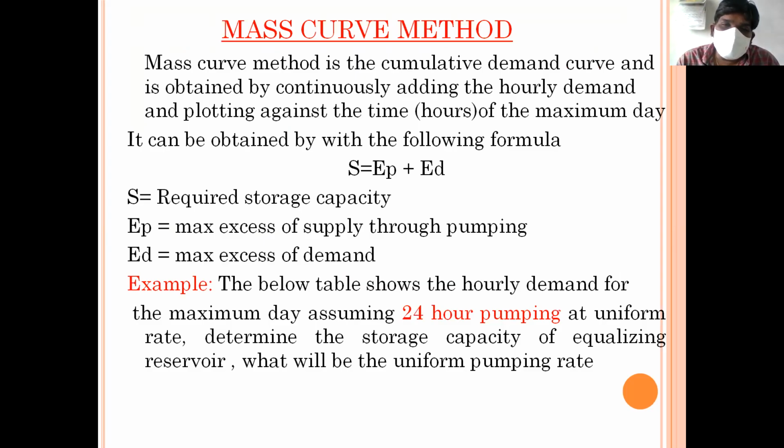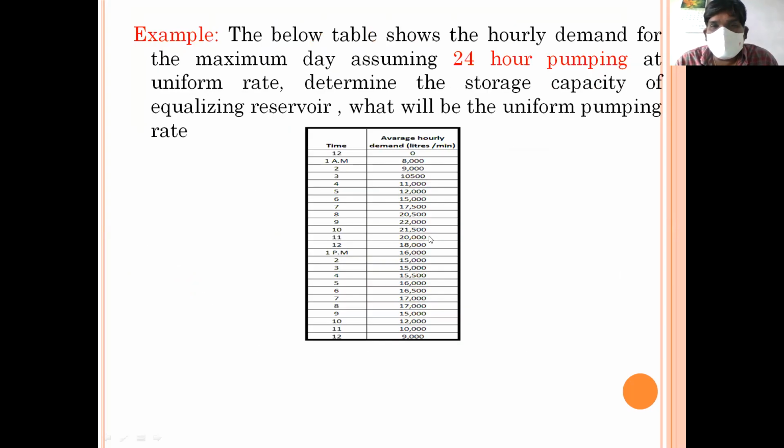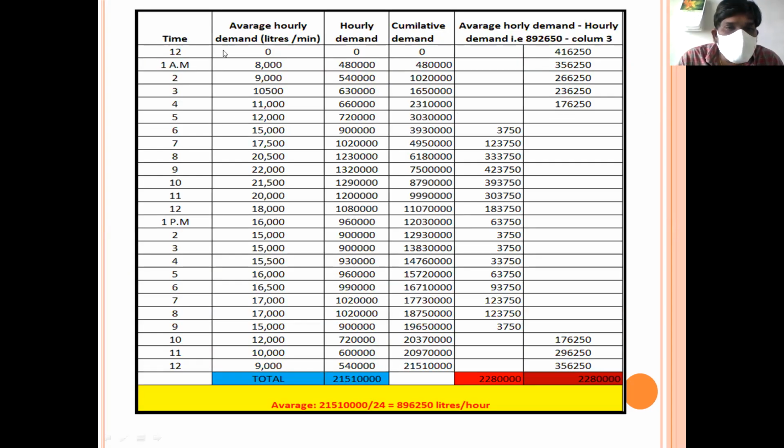Here the formula is S equal to EP plus ED, where EP is the maximum excess, or excessive pumping. In one word, ED is excessive demand, whereas S is the required storage capacity. Right? These two columns we have are pre-given data, and from this given data we are trying to solve to reach the storage capacity.